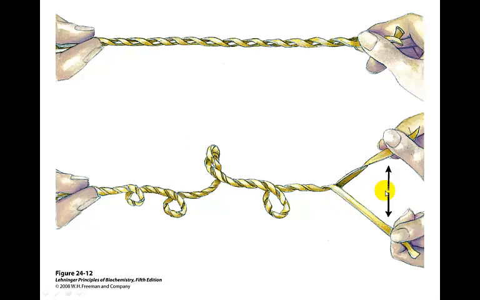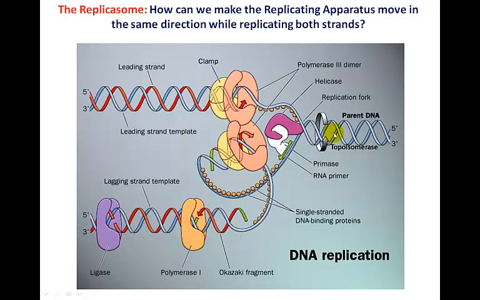So as we're separating the replication forks, we're generating supercoils. This is actually positive supercoiling rather than negative supercoiling. Positive supercoiling can actually destroy the molecule. So we want to relieve this additional twisting that's happening at the level of the replication fork. So this figure shows something that's called the replisome. How we can make the replicating apparatus move in the same direction while replicating both strands.